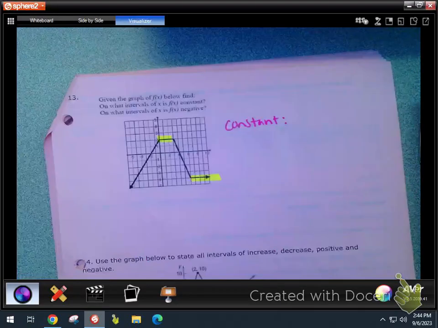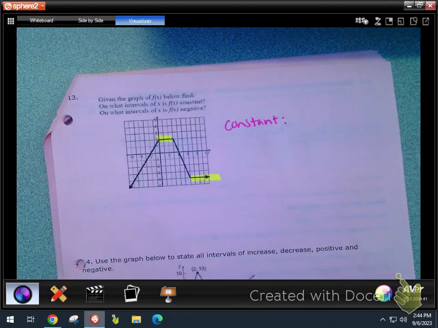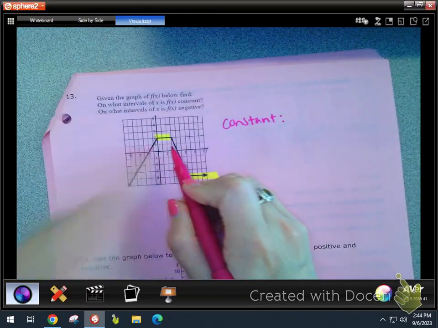Hang on. Did you finish this page? I'm almost done. Constant. You need to know constant. I highlighted it. Okay? Shh.